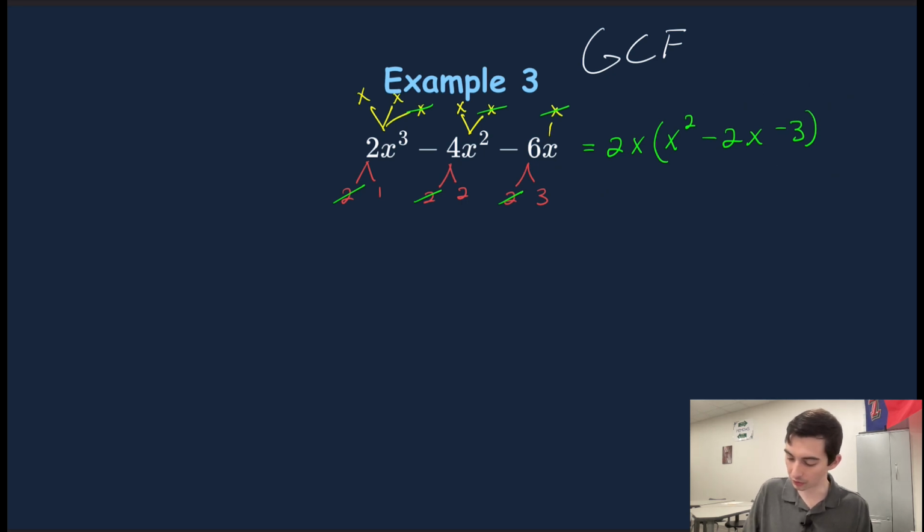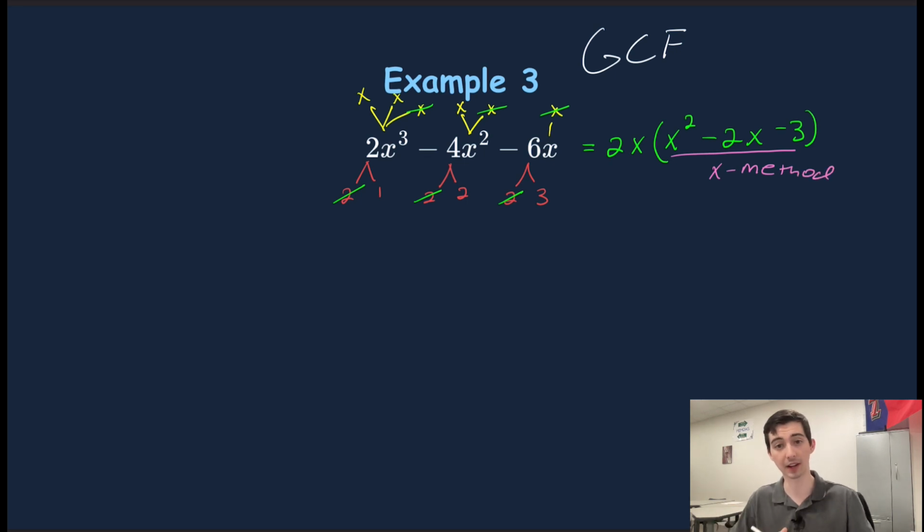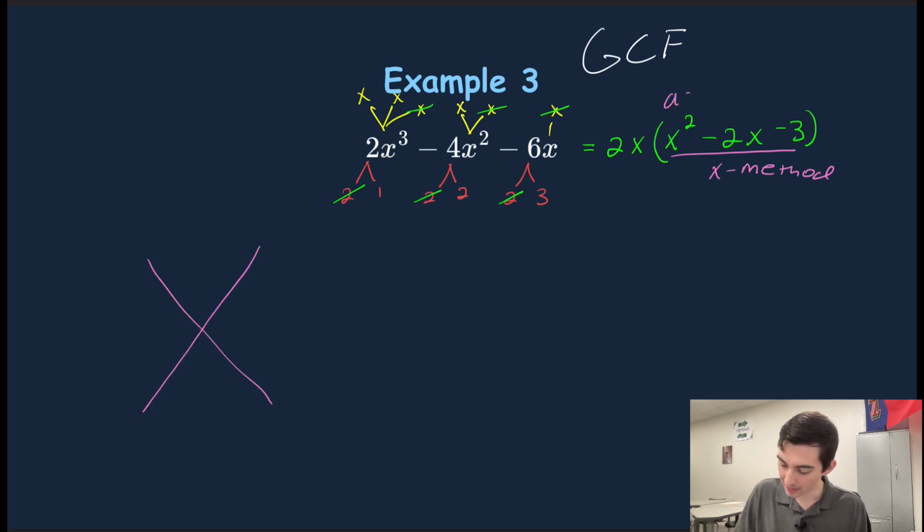And now what we can do is use the x method for this inside part, whatever's inside my parentheses, and then I'm just going to tack on my GCF at the end. So for the meantime, let's ignore that GCF, and we're going to set up the box method just as we have been. My a is now 1 because there's no number in front of that x squared. My b is negative 2, and my c is negative 3.